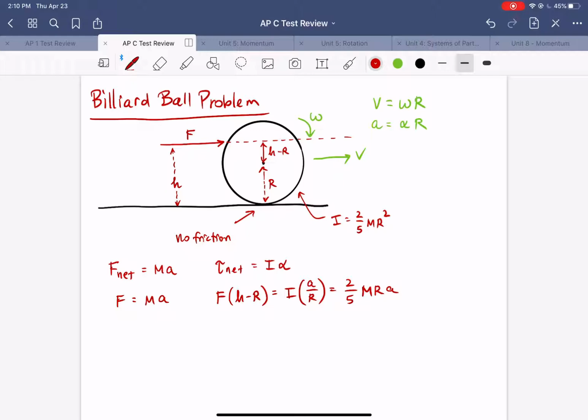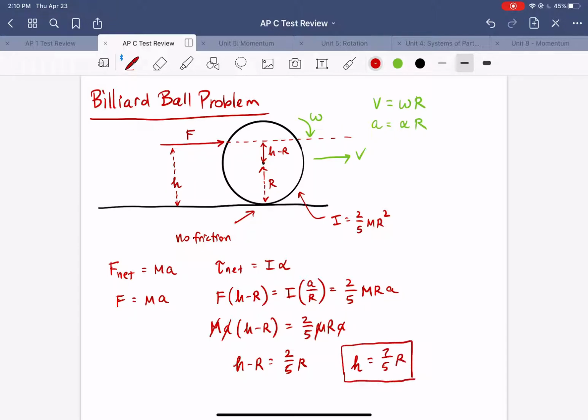All right, so in the second equation, I can substitute in force equals ma. So I get this, and then I can cancel m and a, and I get h minus r equals 2/5 times the radius, or h is equal to 7/5 times the radius. So that tells us exactly how high up we need to apply this horizontal force to get perfect rotation with no slipping when we hit this object.